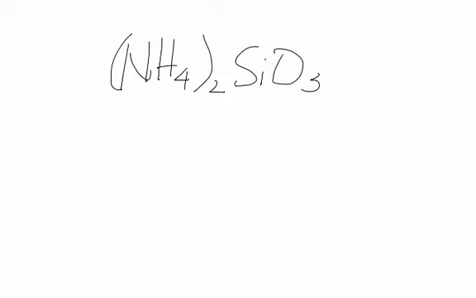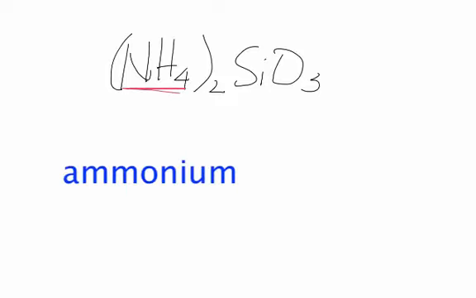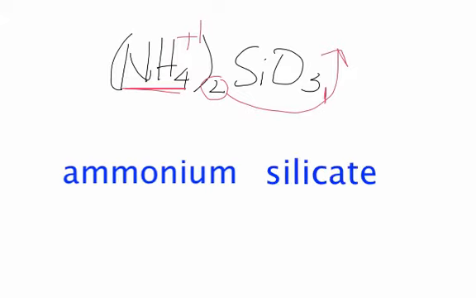Now we have (NH4)2SiO3. NH4 is ammonium, has a plus 1 charge. So this 2 must come from this particular element because there's an assumption there's a 1 here. So this, according to your polyatomic ions, is silicate. So it's ammonium silicate.